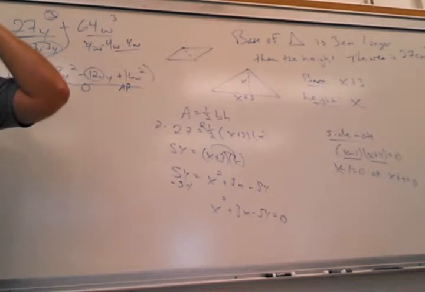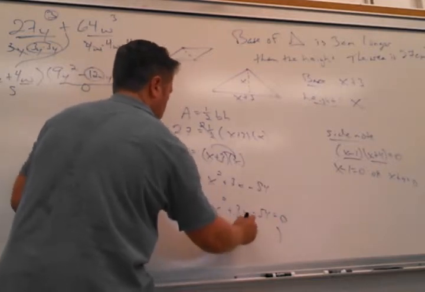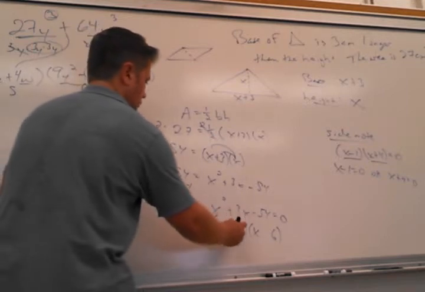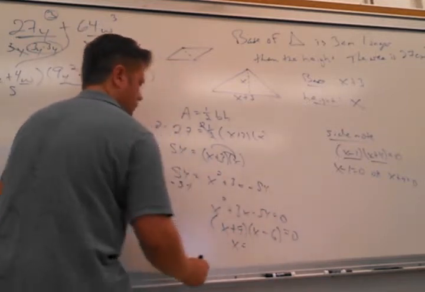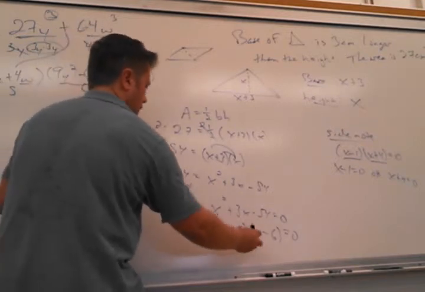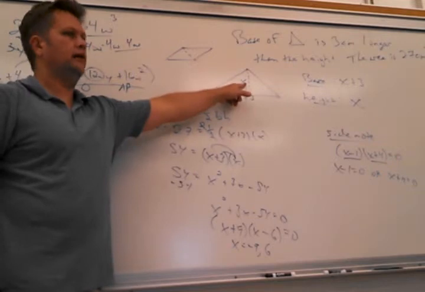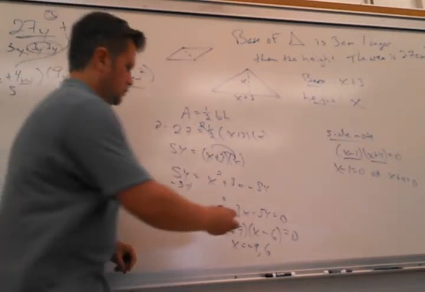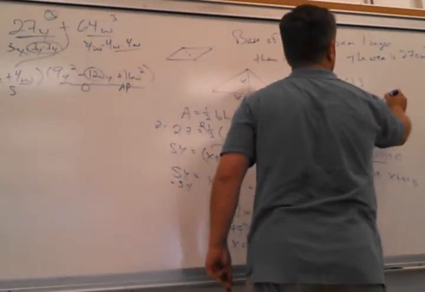Coolness. 9 and 6. Okay, so you get x, 9, 6. Which one's what? X plus 9 is 1. Good. Big one's positive. Equals 0. X equals negative 9, positive 6. Considering this problem is about lengths of a triangle, I can throw out negative 9. So the height is 6 what?